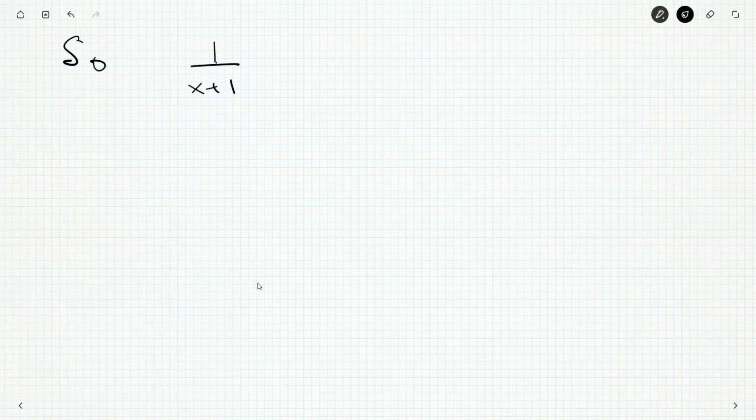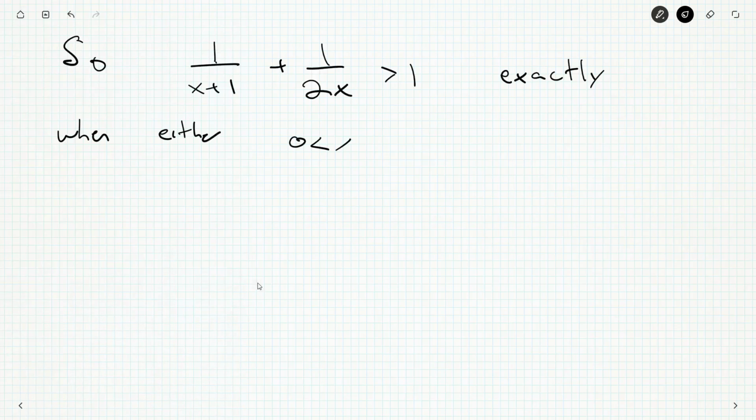So 1 over x plus 1 plus 1 over 2x is greater than 1 exactly when either x is between 0 and 1 or x is between negative 1 and negative 1/2. And if we wanted to, we could check a value really quickly. Negative 2/3 is in this range. So how about we check that?